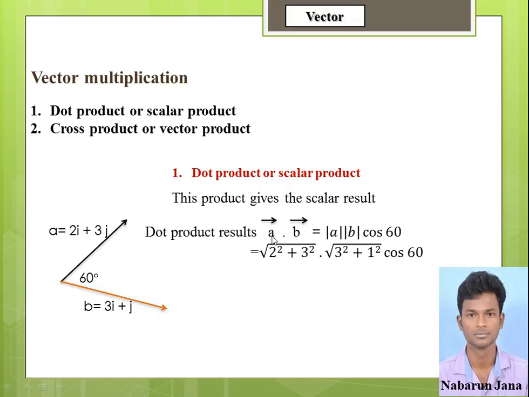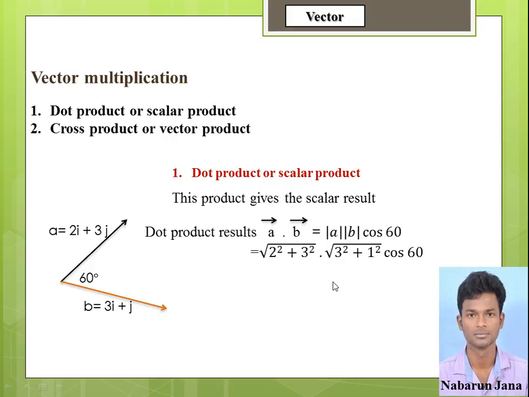So what is modulus of a? You know how to calculate the modulus. Modulus of a means root under 2 square plus 3 square, and similarly modulus of b is root under 3 square plus 1 square, and cos of 60 degrees. So you can find the dot product value of a dot b.